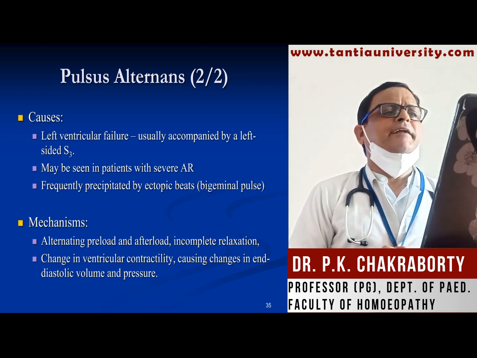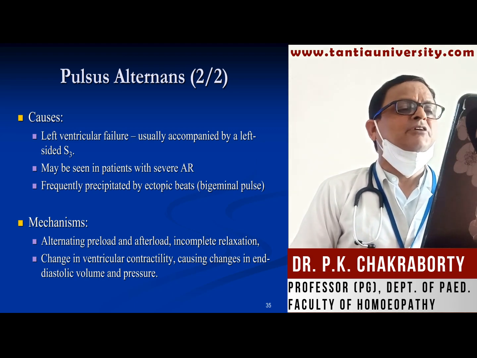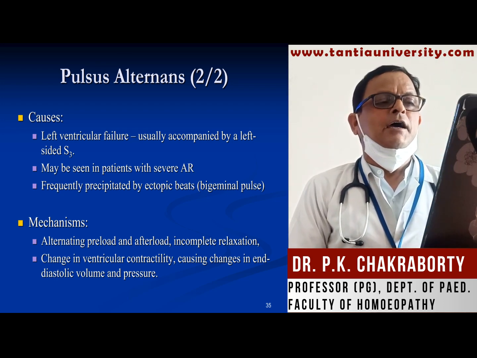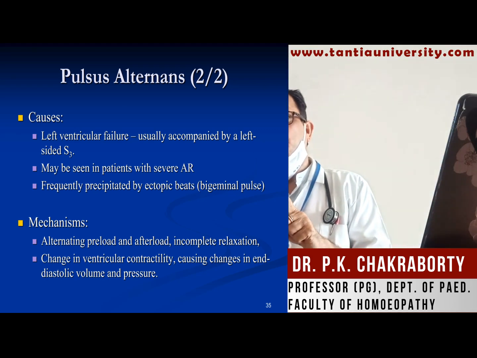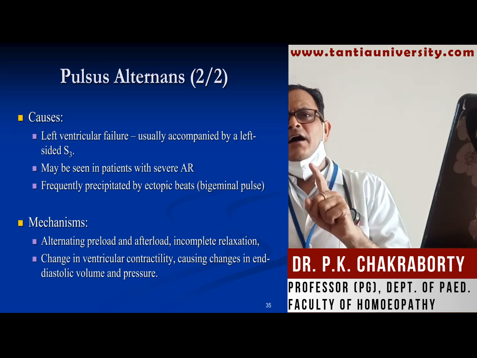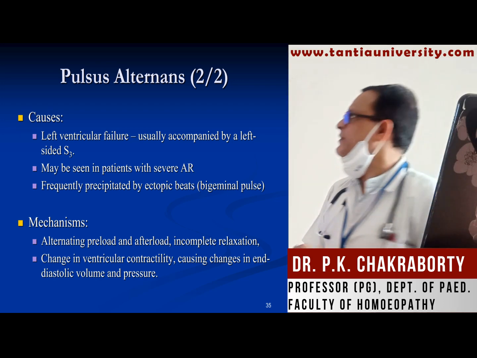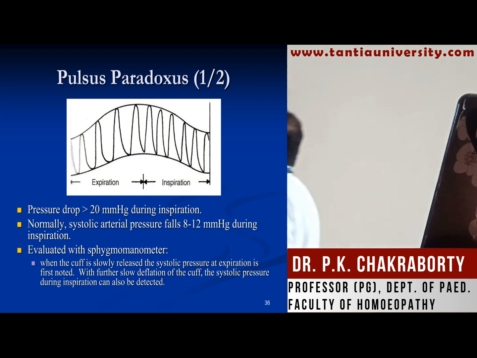And this is caused by left ventricular failure, and in patients with severe aortic regurgitation, and frequent precipitated ectopic beats are coming up. Ectopic beat, what is an ectopic beat? An ectopic beat is a beat which should not come in between. In between two beats, another unwanted beat has come up. That is known as an ectopic beat. So this is like an unwanted beat. So this is the normal rhythm, but here another beat has come out.